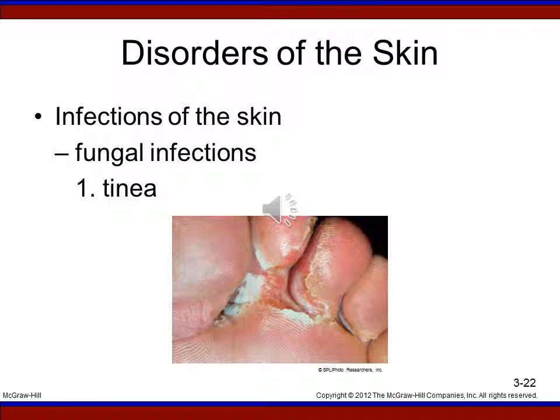Here's a fungal infection, tinea. The term tinea is a group of related skin infections caused by different species of fungi. Where do fungi live on the skin? They're found on the non-living stratum corneum as well as its derivatives, hair and nails.